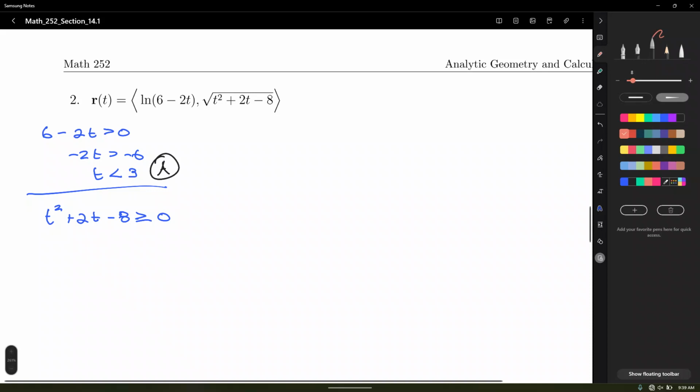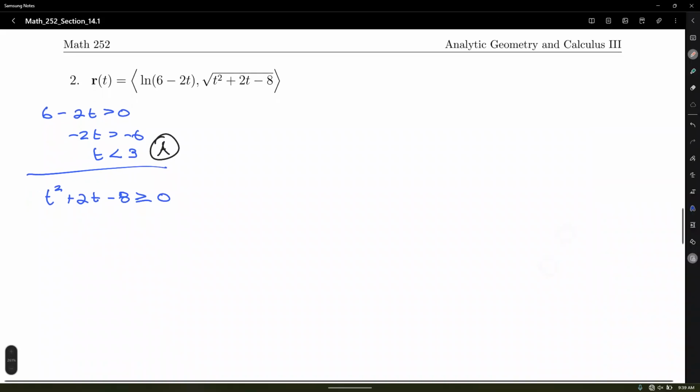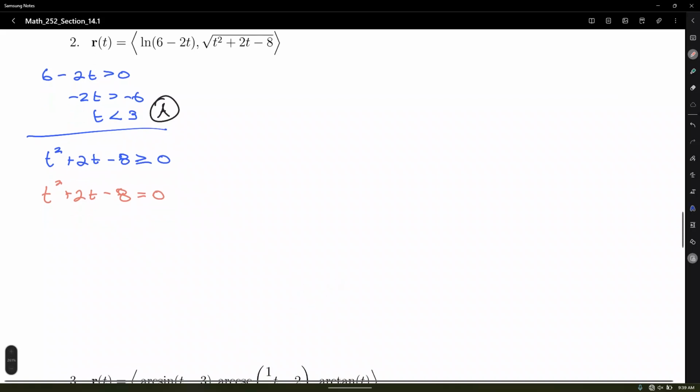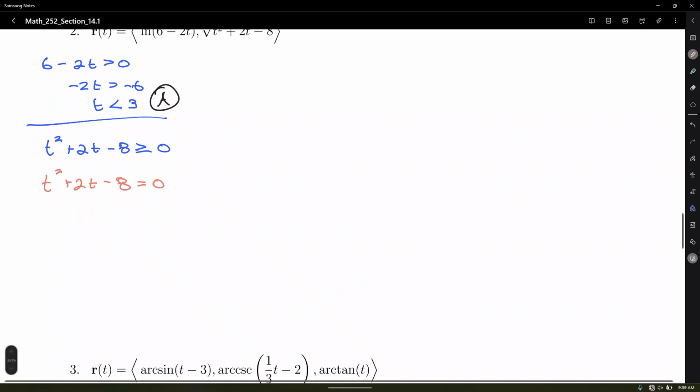Okay. To solve polynomial inequalities, let's forget about the inequality for now and turn this into an equation. t squared plus 2t minus 8, set it equal to 0, and solve the equation to find the values of t. We're going to talk about those values. All right, how do we factor this trinomial? Any ideas?